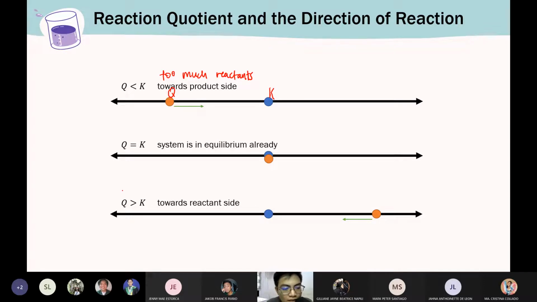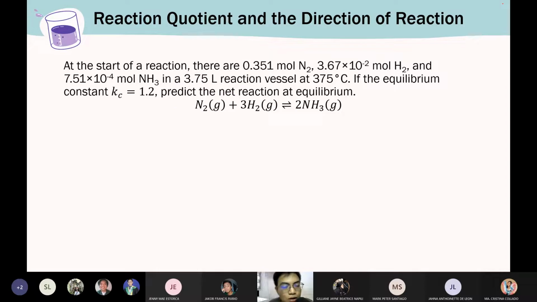Okay? And if your Q is greater than K, so let's say this is K, that is your Q, okay? Meaning, mas marami kang product, okay? Too much products than the reactants. Masyadong maraming products kaysa sa reactant. So therefore, your reaction has to reproduce the reactants para maging balance na uli yung ating equilibrium system. Okay? So, parang yun lang yung idea niya. Okay? So, mag-a-adjust so that you will achieve the K or you will achieve the equilibrium. So, we answered this problem last time.